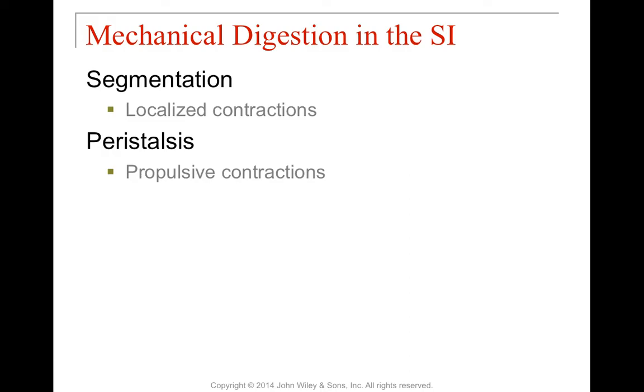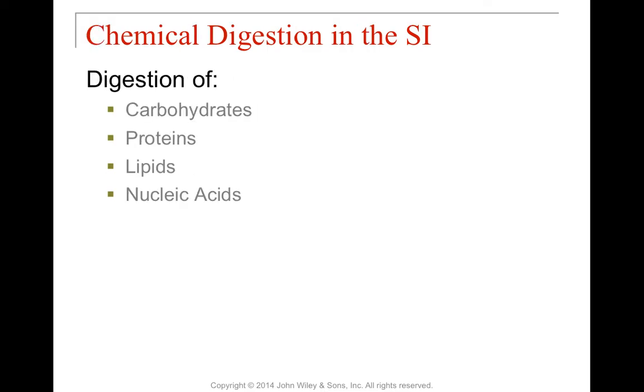We have two different forms of mechanical digestion that are occurring in the small intestine. Most of what's happening is chemical digestion, but we do have mechanical digestion, including peristalsis, which is contractions that help propel things forward, and then segmentation, which are contractions that help churn things up but stay in place. In the small intestines, we're going to continue with the digestion of carbohydrates.